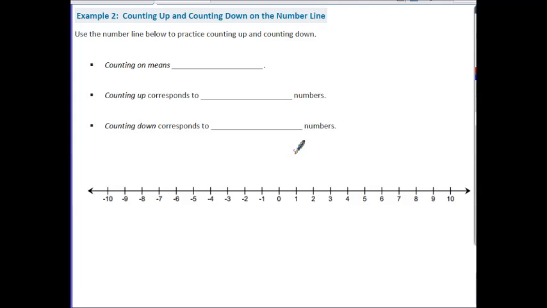Okay, let's take a look at example 2, counting up and counting down on the number line. It says use the number line below to practice counting up and counting down. Now these are new terms to us, so we need to define what counting on means. Counting on basically means counting by ones on the number line. Counting up on the number line is going to correspond to moving towards the positive numbers. So this corresponds to positive numbers. And the opposite of that would be counting down, which corresponds to negative numbers.